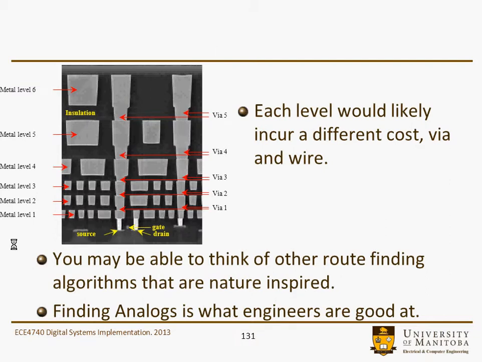So the kind of things that you'd have to worry about, of course, are vias and the cost associated with the vias and the lengths of the wires. You may be able to think of other routing algorithms that are nature inspired. Certainly, I'm sure this probably is not the best one by any means, but it just gives you an opportunity to think about something a little bit outside the box. And it's an analog, and engineers typically are pretty good at figuring out analogs and figuring out how to exploit them.